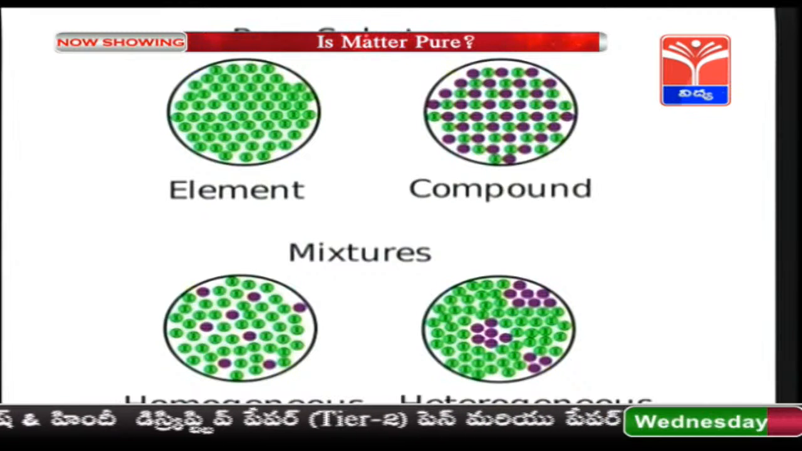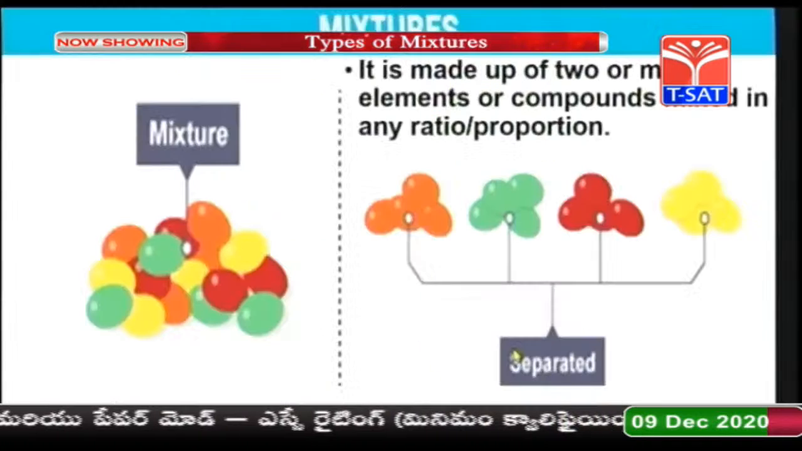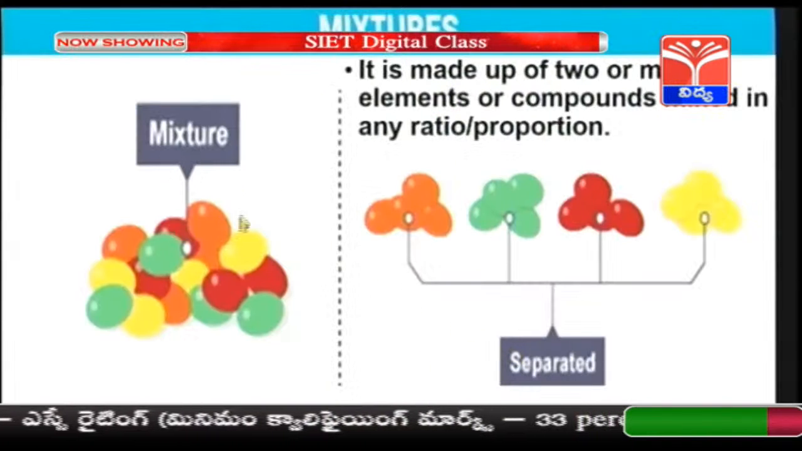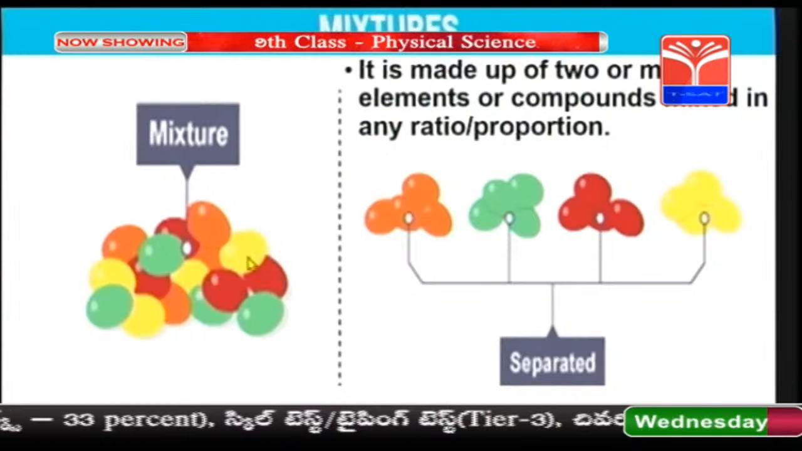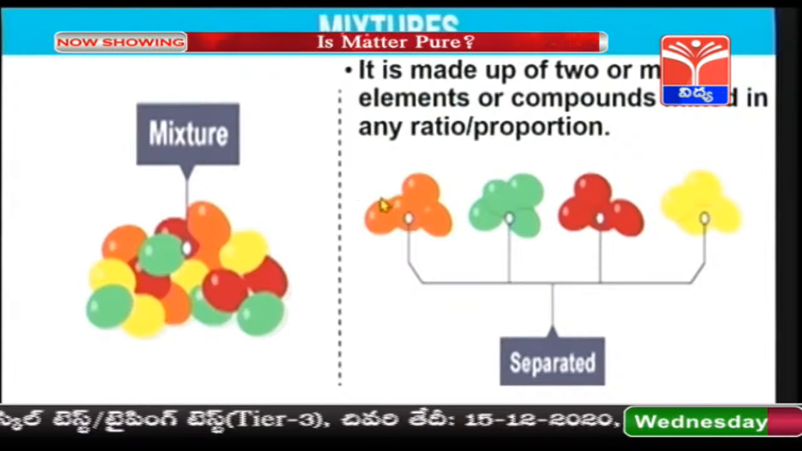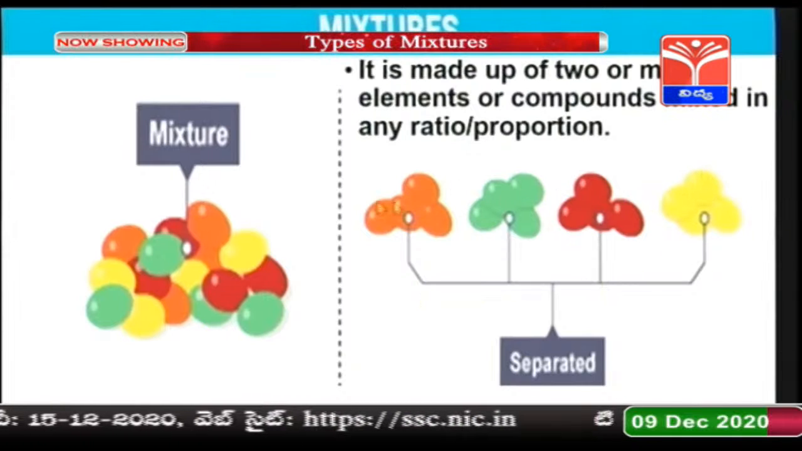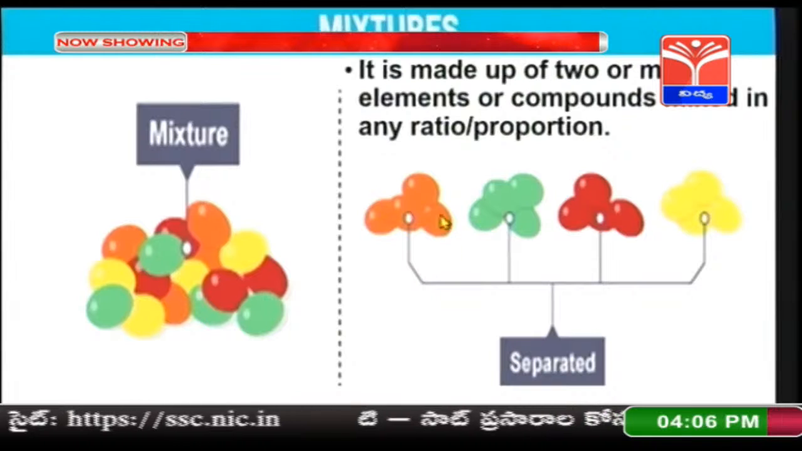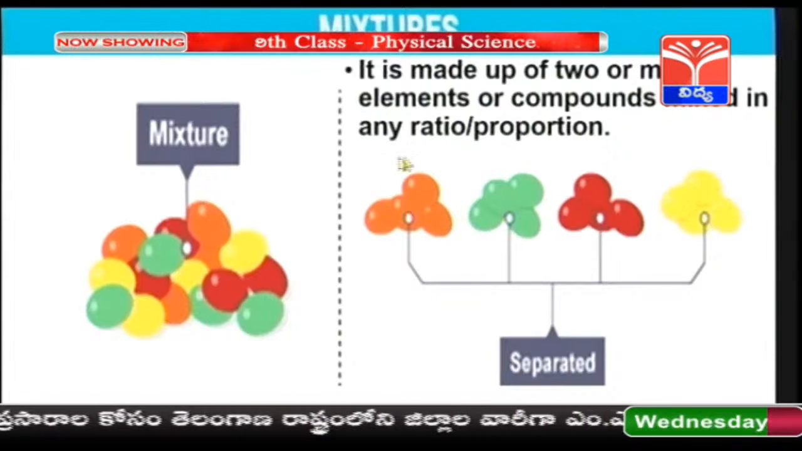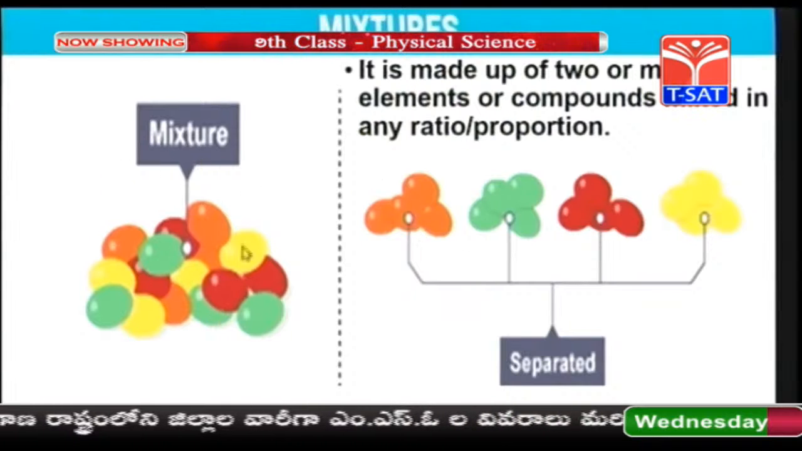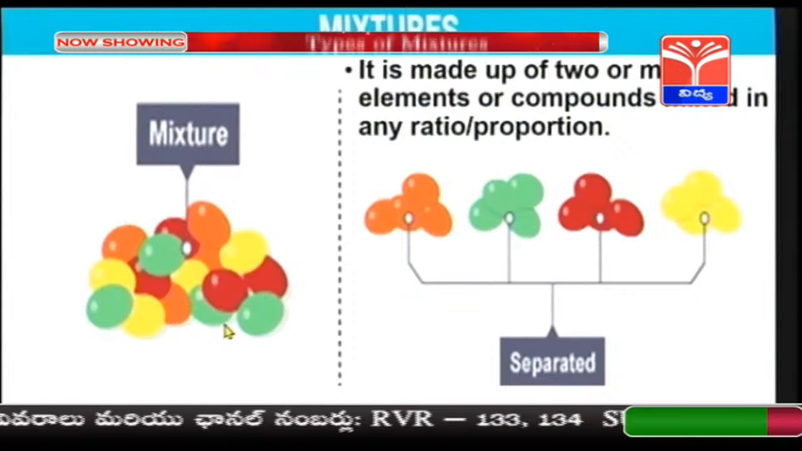Then what about mixtures? Mixtures are homogeneous mixtures and heterogeneous mixture. Children, how can you form a mixture? How are these mixtures formed? By mixing different substances. Like here in this example, you can see we have taken orange pebbles, green pebbles, red pebbles, yellow pebbles. These all mixed together in a particular ratio, we see a formation of mixture.